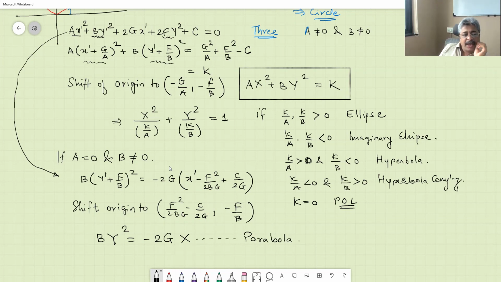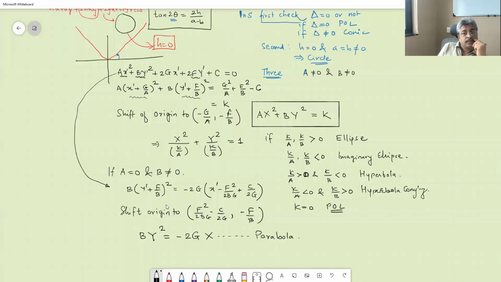Okay. Now, if A is not equal to 0 and B is equal to 0, then it is a vertical parabola. The treatment is going to remain exactly the same. So, I will wait here and you may write down and try to digest. Special case, if capital A and capital G both are 0, then what will happen? Capital A is 0 and G is also 0.